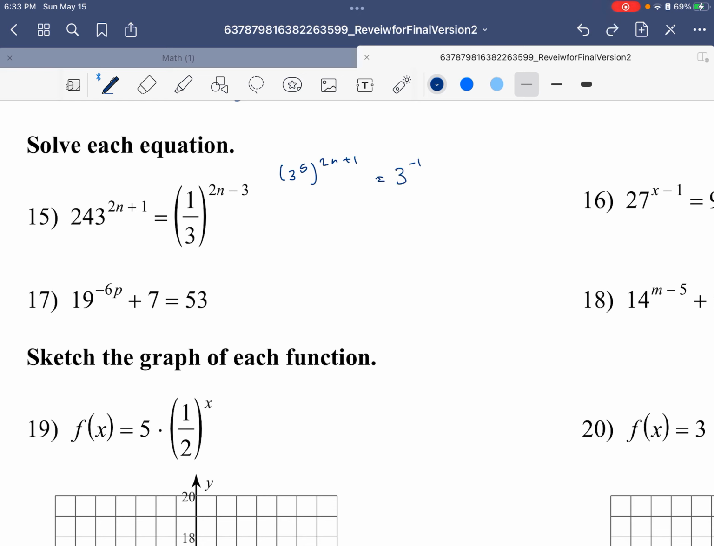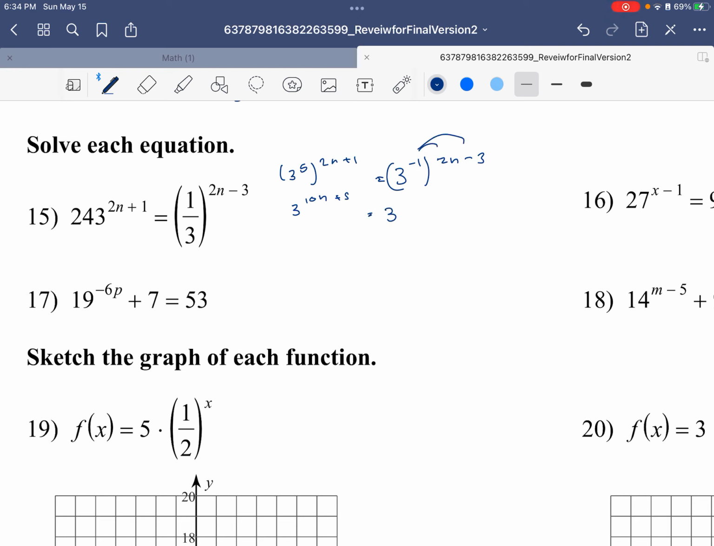1/3 is equal to 3 to the power of minus 1, and then same thing, 2n minus 3. We haven't touched it yet, so we're going to leave it there. And we can multiply our exponents. So we have, let's rewrite this. You have 3 to the 10n plus 5 power, because 5 times 2n is 10n, and then 5 times 1 is 5. And that's going to equal 3.